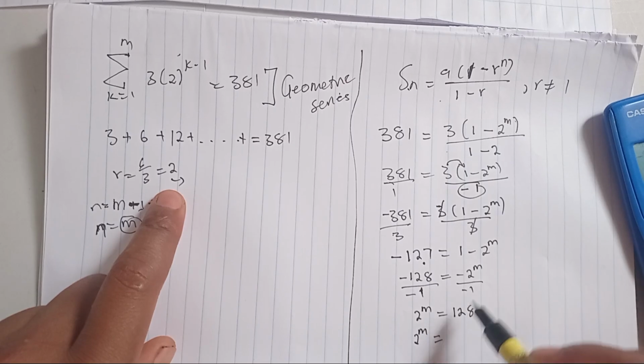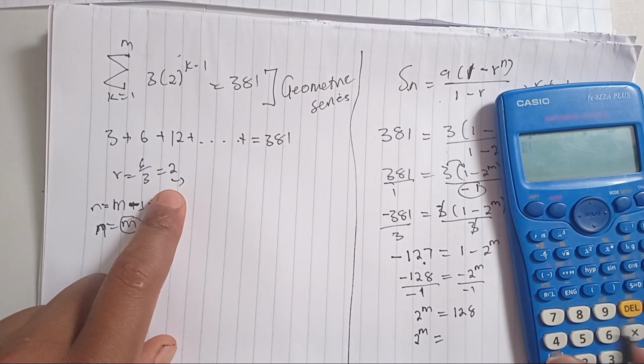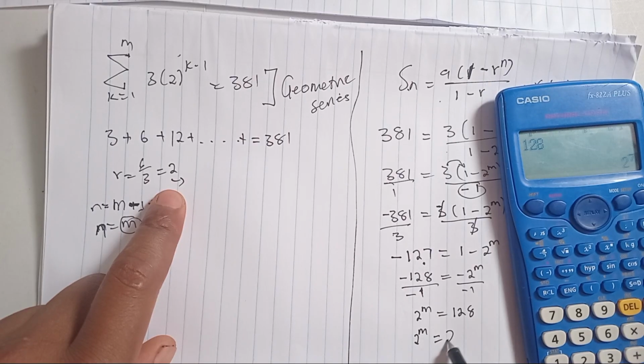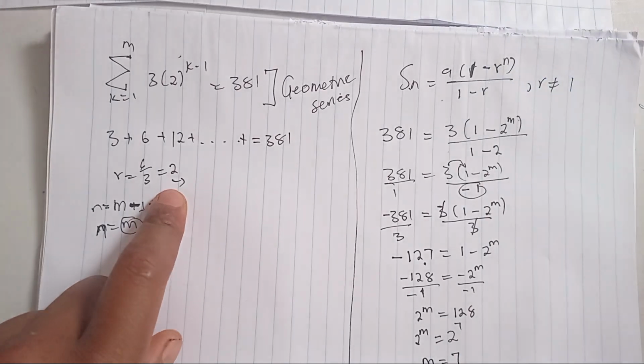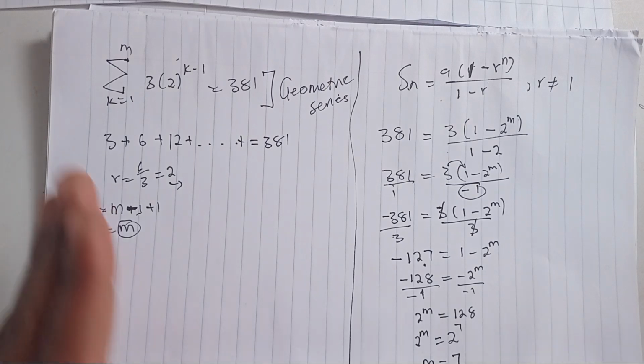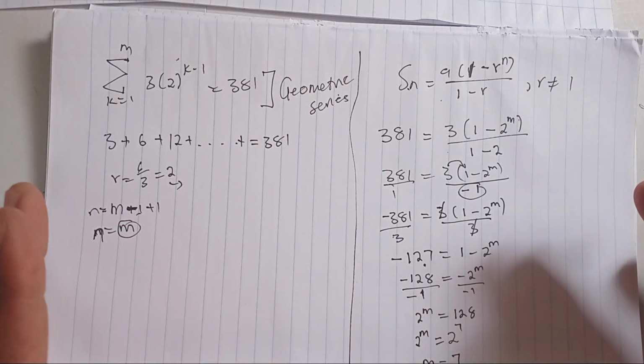Guys, now what do you have to do? You have to express this one to base 2. This one is equivalent to 2 exponent 7. Now the bases are the same. We equate the exponents. So this one is our answer, guys. You just follow the same steps, you will be fine.